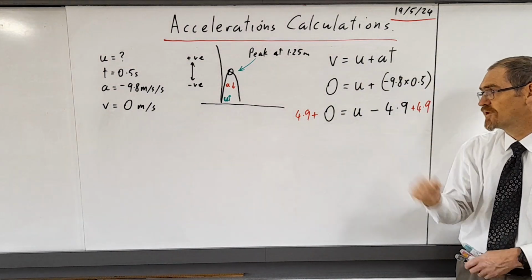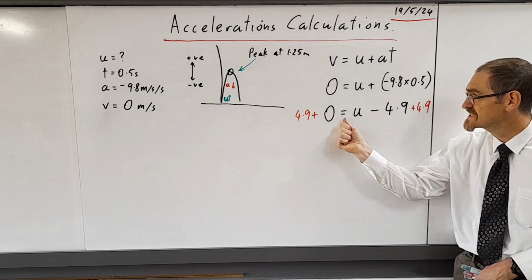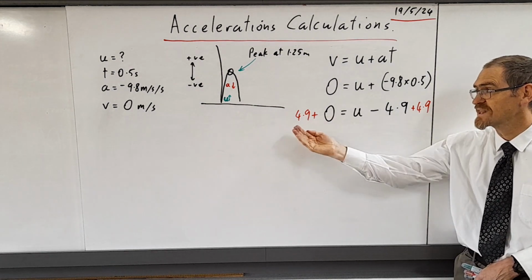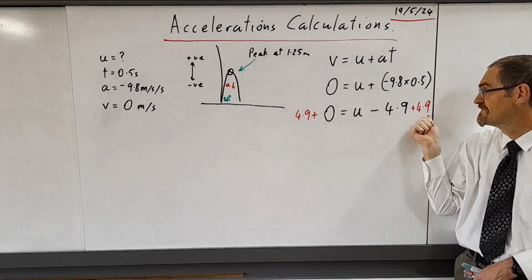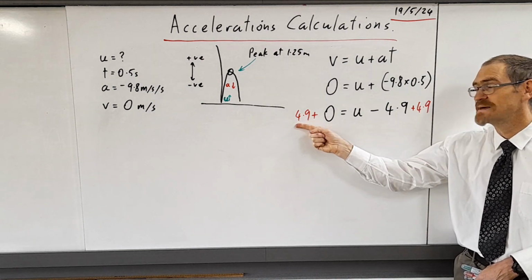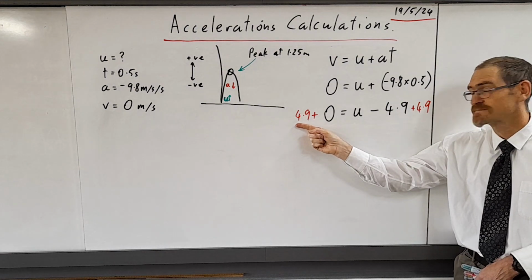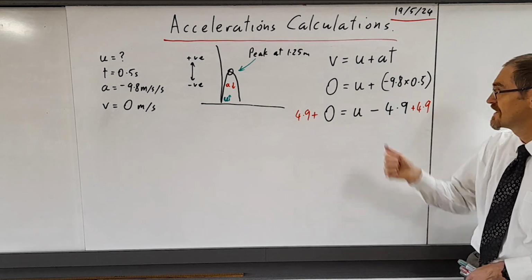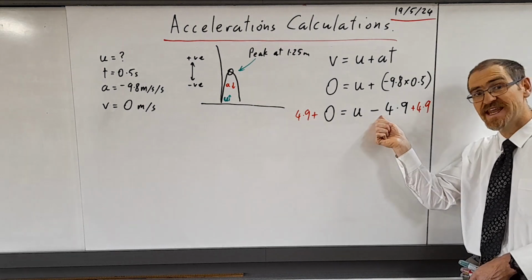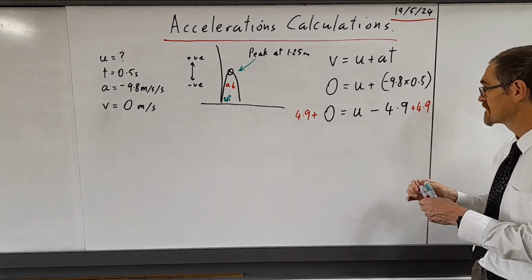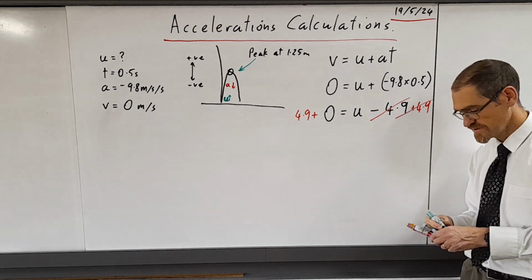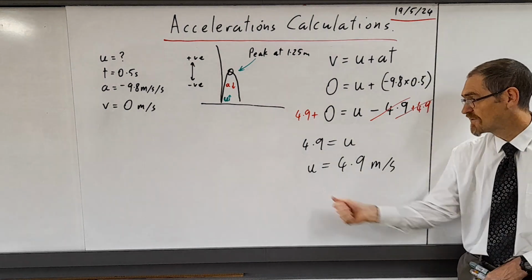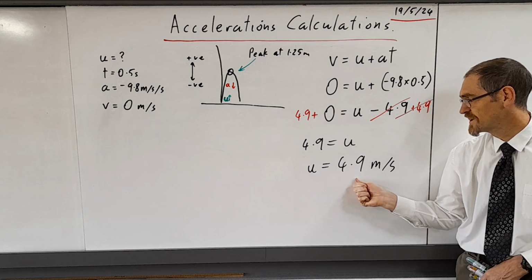If I add 4.9 to both sides of the equation, then this equality holds true. Because with an equality, what you do to the left, you must do to the right. If I add 4.9 over here to make that disappear, then I must add 4.9 over there. Once the equality is held, I can then go through with the rest of my working out. Negative 4.9 plus 4.9, they're gone, and I'm left with the initial speed of the ball as it bounces up off the ground, 4.9 meters per second.